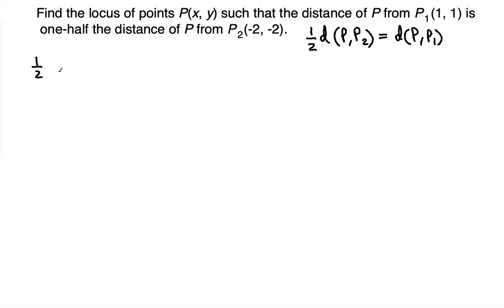So we know that 1/2, so we need to find the distance from P to P2. So P has x and y and P2 has -2, -2. Right, so we know x minus -2 for the P2, squared, plus y minus -2, also squared.